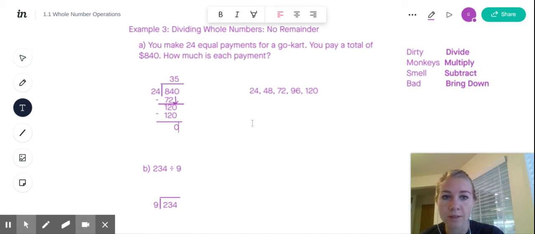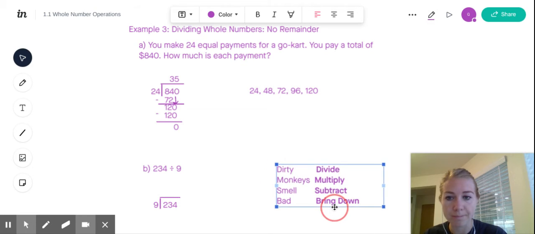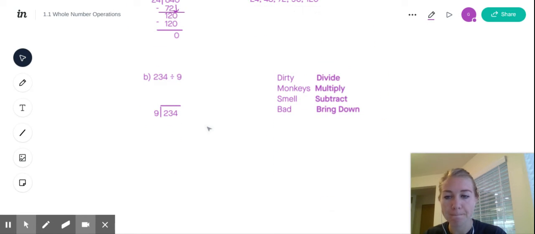Okay, let's give this a try again. I'm going to bring down our little steps, maybe, to our next problem. 234 divided by 9. Okay, and again, we're going to do long division. So we're going to use our dirty monkey smell bad trick. Divide, multiply, subtract, bring down.